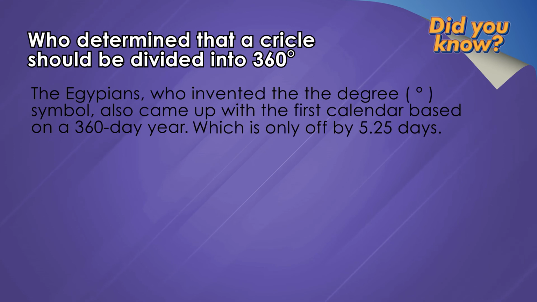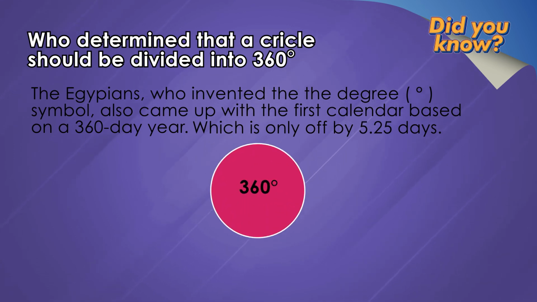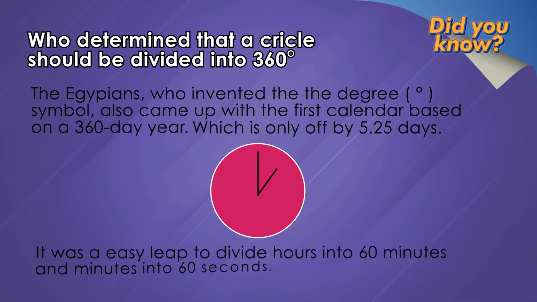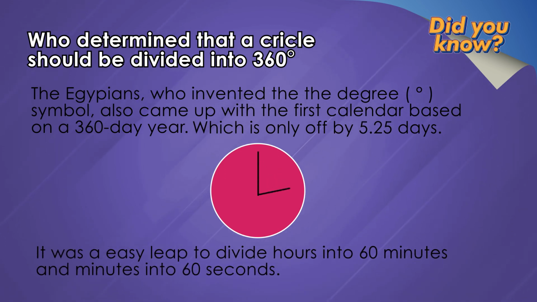Since then, the 360-degree circle has made its mark on time itself. When time was first recorded on the face of a circle, it was an easy leap to divide hours into 60 minutes and minutes into 60 seconds.